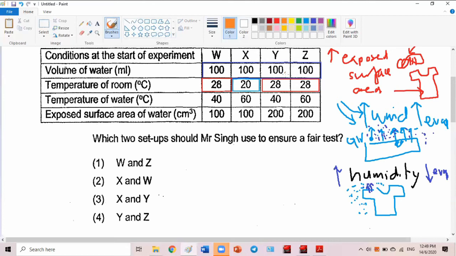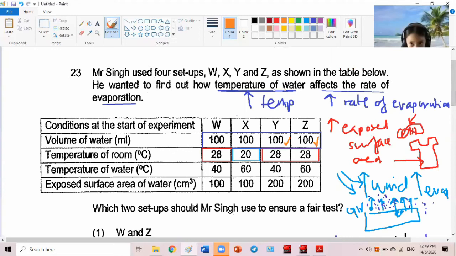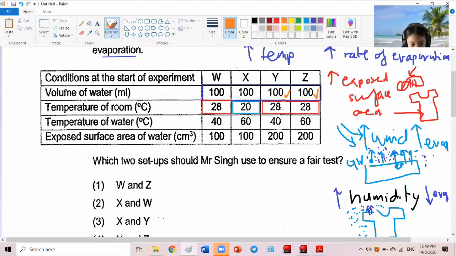Okay. You want to test the temperature affecting the rate of evaporation. The volume of water must remain the same when you start your experiment. Then the temperature of water must change. The temperature of the room cannot change. Very good. So the temperature of water changes, they're different. And then the surface area must remain the same. Yes, very good. In that case, what do you expect? What is the result? Will Y or Z have more water or less water left?